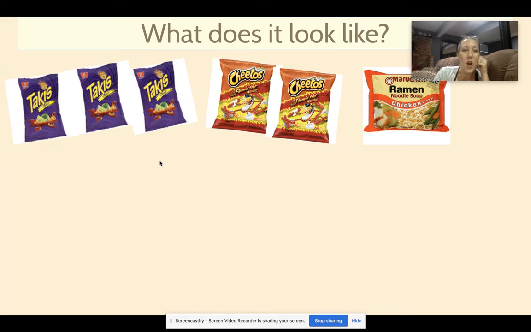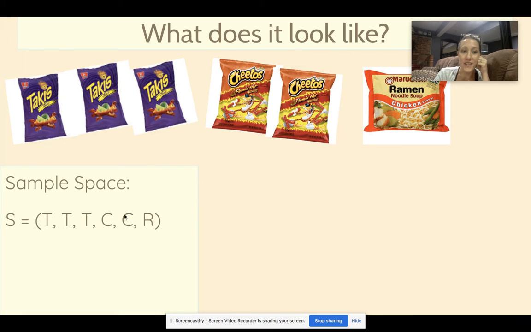Yes, I know, I get it, I hear you, but it's what we've got to do. So our sample space for this would look like TTT CC R. So we have S equals, that means sample space equals. And there we show that we have 3 Takis to choose from, 2 bags of hot Cheetos to choose from, and 1 ramen. And this is all our choices within our sample space. We can then use that to build our probability model.